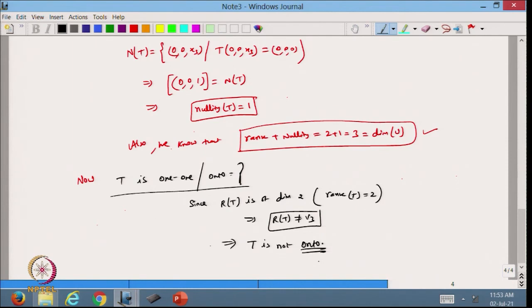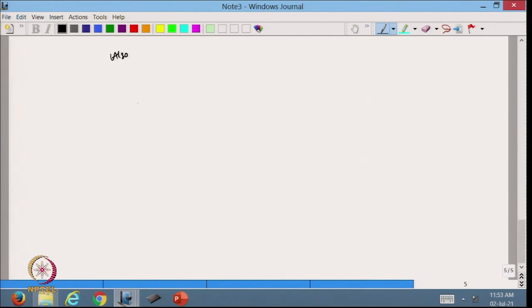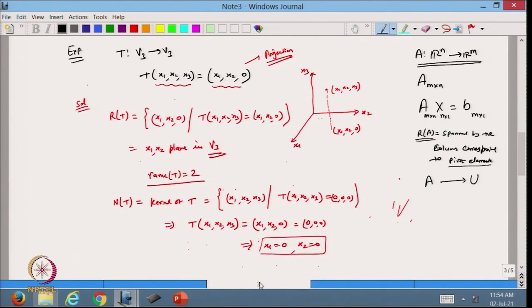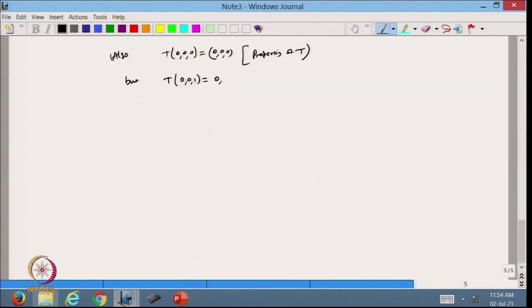because there are a few elements in V3 which do not have a pre-image in U, because my range space is just only this element. So from here I can say that my T is not onto. Also, I know that T of the 0 element goes to 0, 0, 0, that is a property of the linear transformation that we already know. But I can define T of 0, 0, 1, because it is coming under the null space, so that is also 0, 0.